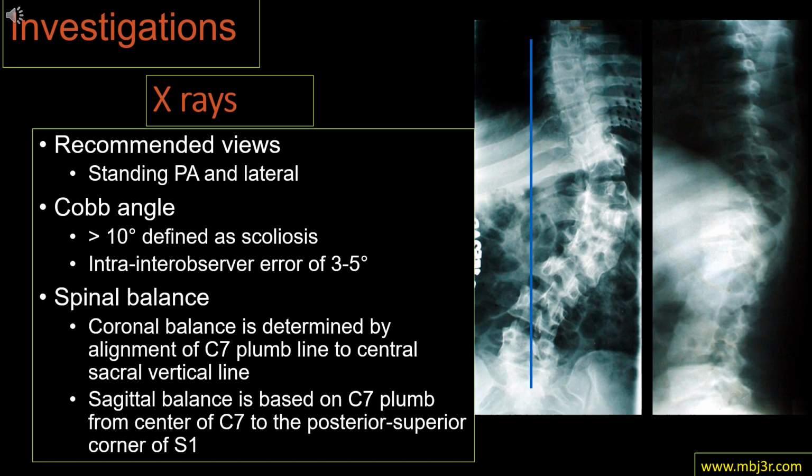X-rays are recommended in all cases of scoliosis. You have to do a whole spine X-ray, standing, PA and lateral. The Cobb angle you have to measure. If it is more than 10 degrees, then it is defined as scoliosis. Inter-observer error of 3 to 5 degrees is reported in the literature. You have to measure spinal balance. Coronal balance is determined by alignment of the C7 plumb line to the central sacral vertical line. Sagittal balance is based on the C7 plumb line from the center of C7 to the posterior superior corner of S1.